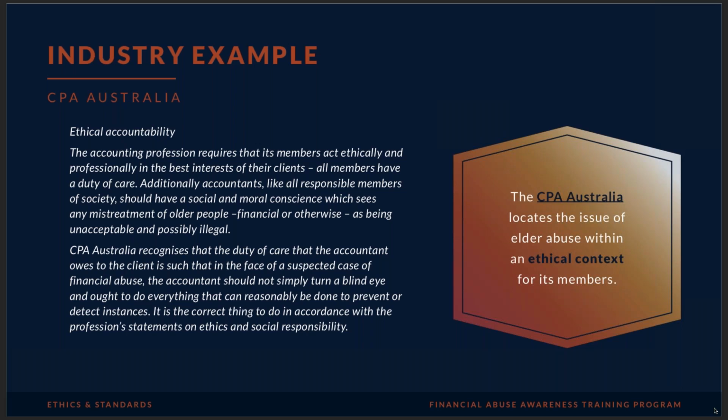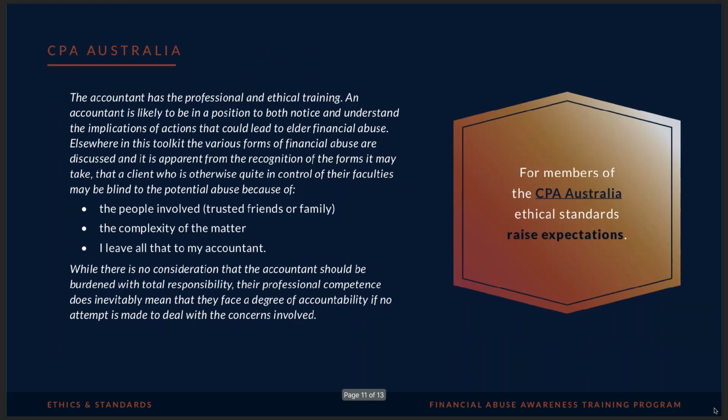They can't simply turn a blind eye. They need to do everything that can reasonably be done to prevent or detect abuse. It goes on to talk about the accountant's professional and ethical training, and that they should be in a position to notice and understand the implications of actions that can lead to elder financial abuse.